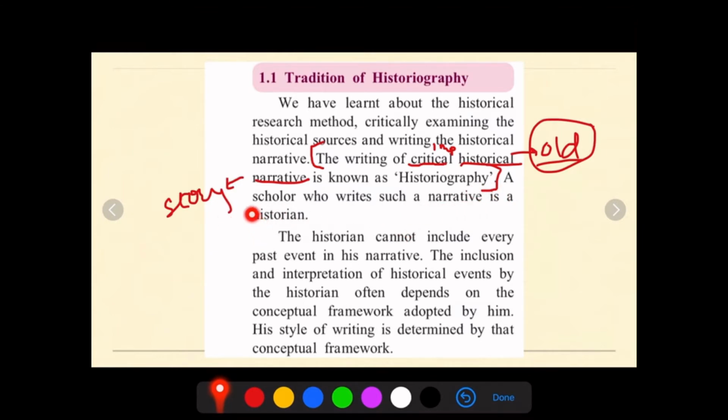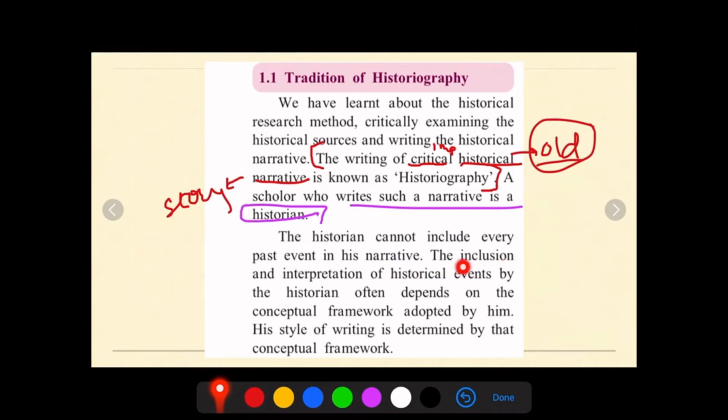Now the person who studies, who examines the thing, who knows about the thing, is the expert. But the person who writes such a narrative, this story about the old and important writings, the person who writes this story or this narrative is called a historian. Okay, just remember, the person who writes the narrative or this historiography is known as a historian. A historian cannot include every past event in his narrative. Now, everything he cannot include. So let us study ahead about this.